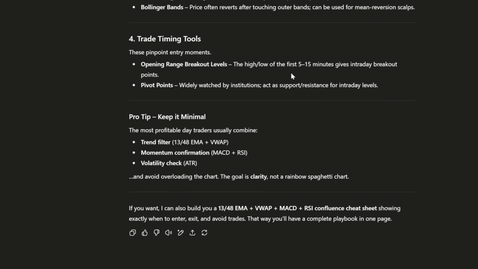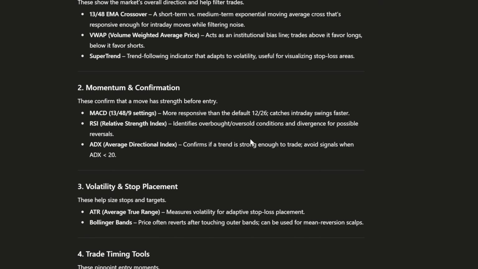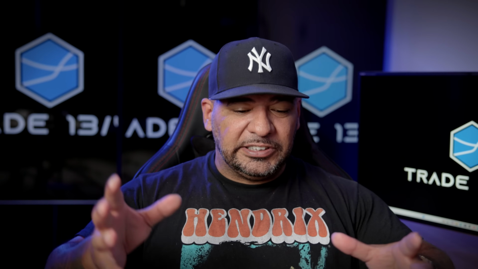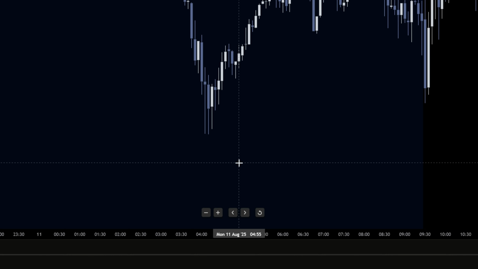So let's go ahead, go back to this. ChatGPT sort of broke this down for us, and it's telling us that we need basically a symphony of indicators. So let's go ahead and build that out. All right. Let's get back to the chart.